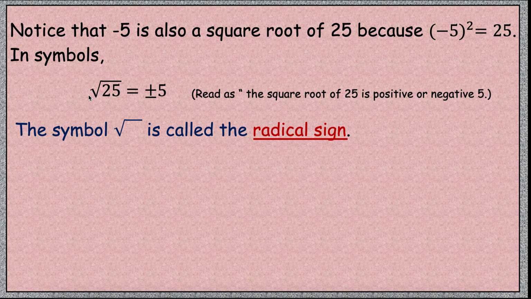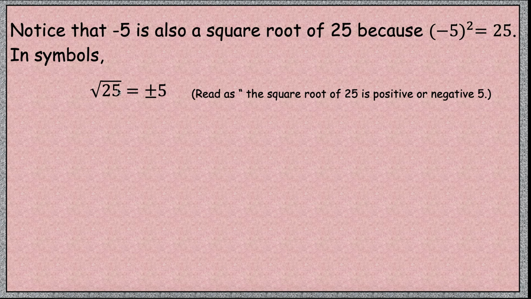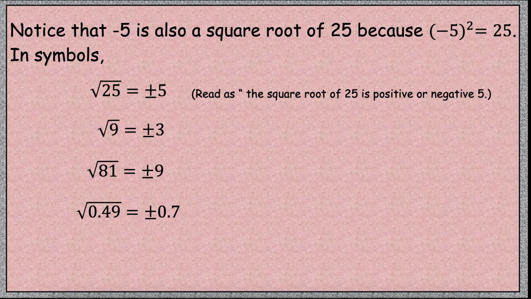This symbol is called the radical sign. Then, 25 is called the radicand. The radicand is the number under the radical sign. So, the square root of 9 is positive or negative 3. The square root of 81 is positive or negative 9. The square root of 0.49 is positive or negative 0.7.